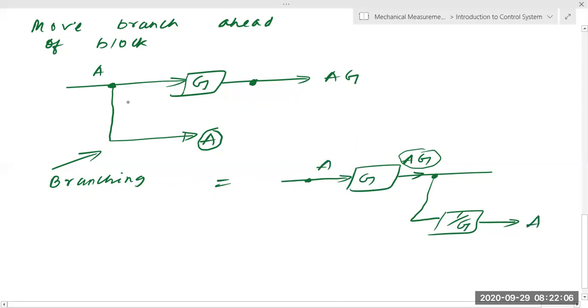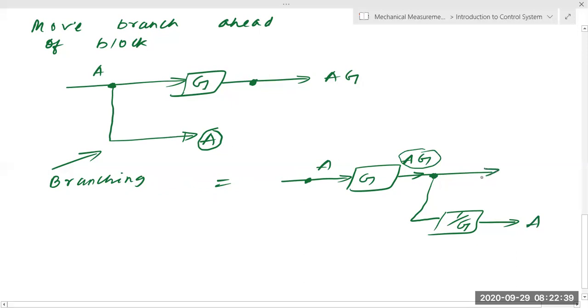So if we want to keep the branch intact, even by moving it ahead of the block, we need to multiply it by an inverse transfer function, or inverse gain. That is simple. This G is called gain, or we can even call it the transfer function, or the control system block. So if we try to push this signal from here to ahead of the block, we need to multiply it by 1 by G, so that again we get a signal which is A only.